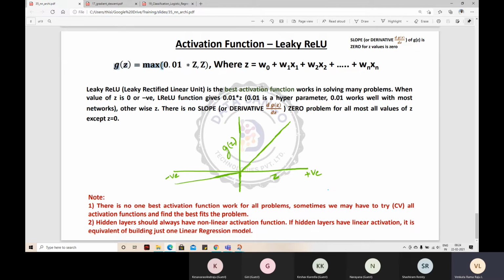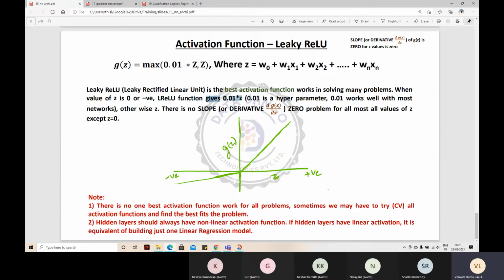There is implementation for these: ReLU, leaky ReLU, and all. I use ReLU generally. Leaky ReLU is the best activation function. It works in solving many problems, and handles the case where the value of z is 0 or negative.